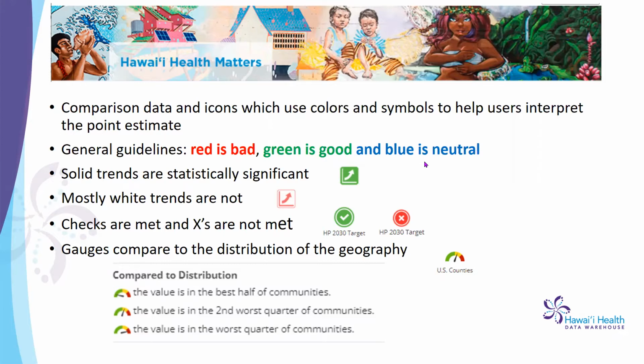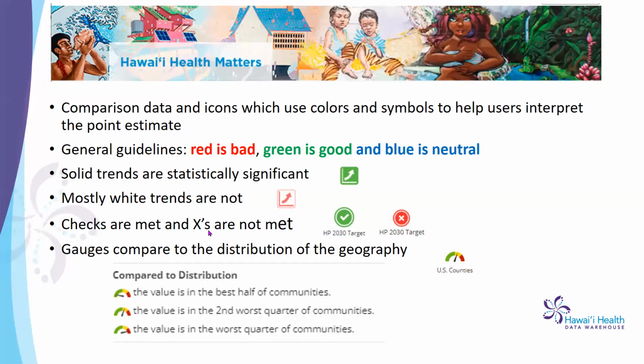When you see trend icons that are mostly solid, that means the trend is statistically significant. So in this case, it's going up, and that's a good thing, and that trend is statistically significant. When you see they're mostly white, they are not statistically significant. So in this case, the trend is going up, but it's bad. So let's say maybe it's the percentage of the population that's obese, but it's not statistically significant.